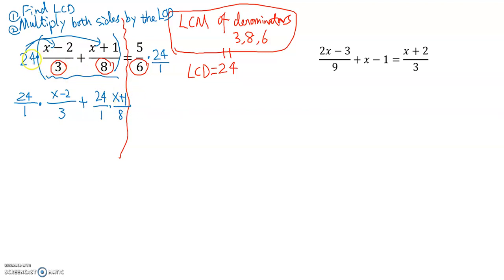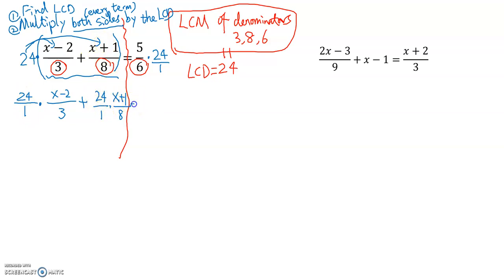Usually, you may be able to skip the first step of multiplying 24 on the left and the right. You can jump to this step if you understand you're distributing it. So usually you can say multiply every term, instead of both sides, by the LCD. That also works. As you can see, after I distribute 24, it's like multiplying the first term by 24 over 1, the second term by 24 over 1.